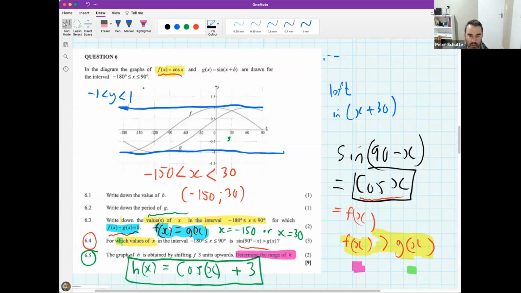Mr. S, can you take a question from Bongi Kosi? Yes, I can. Absolutely. Go ahead, Bongi. Hello, sir. Hey, how can I help? My question is that on question 6.4, if sine of 90 minus x is greater than g of x, so do we say greater or equals because you included the endpoints? Okay.